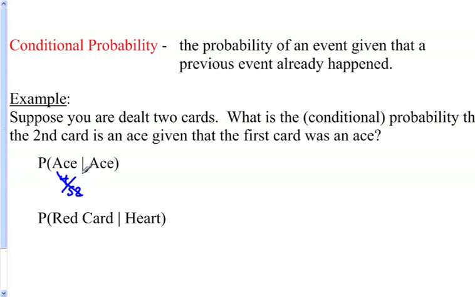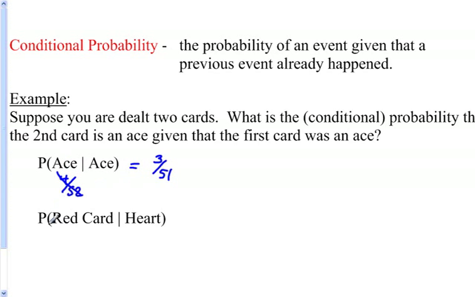I'm given that I already have an ace. So we have to remember there are no longer 4 aces in the deck because I already have one. So now there are 3 aces left. And there aren't 52 cards, because I have one of the aces; there are now only 51 cards in the deck. So this probability is 3 out of 51.